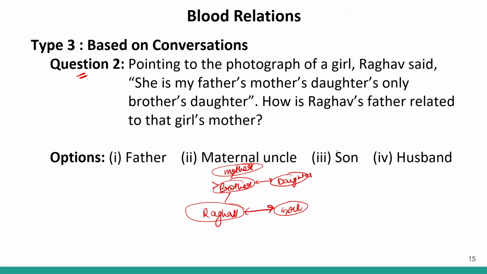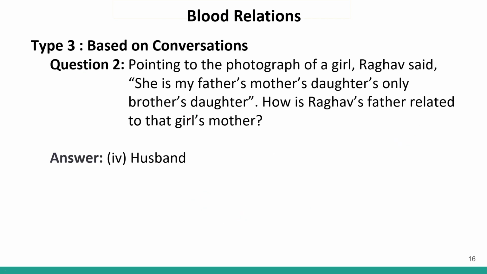We have to find out how Raghav's father is related to that girl's mother. The girl's mother is basically the spouse of Raghav's father, correct? So Raghav's father will be the husband of the girl's mother. The answer will be option number 4, husband.